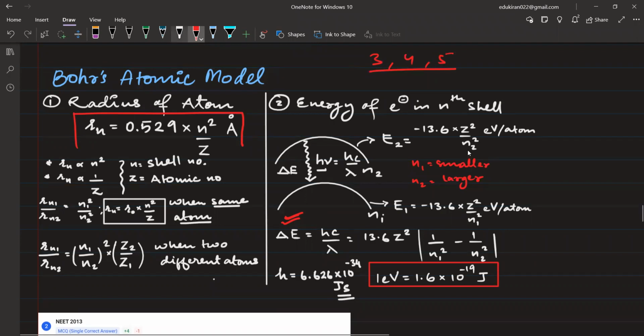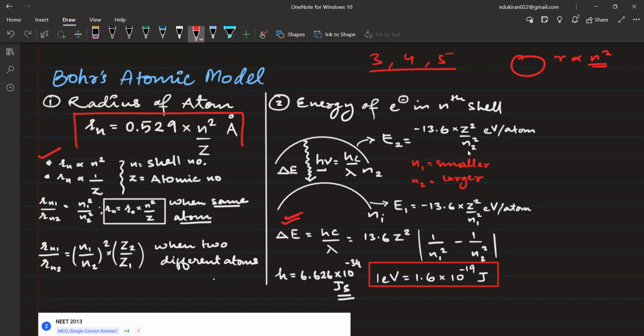Now there are 2 other things that you have to keep in mind. Radius of an orbital will be directly proportional to the n square, the square of the orbital number or the shell number, ठीक है, एक orbit का radius किसके बराबर होगा, it will be directly proportional to the square of the orbit number and inversely proportional to the atomic number या number of protons.